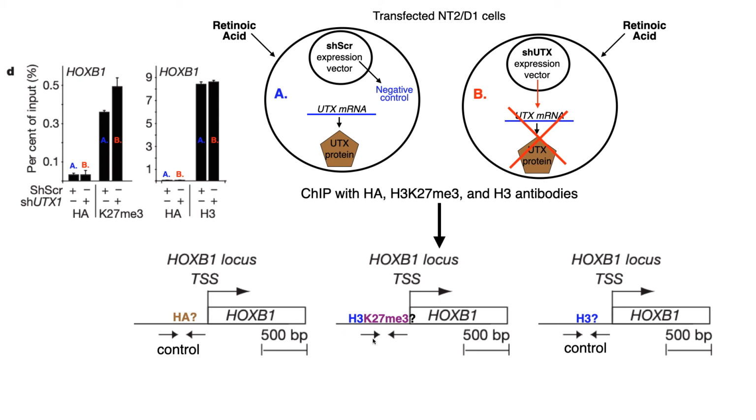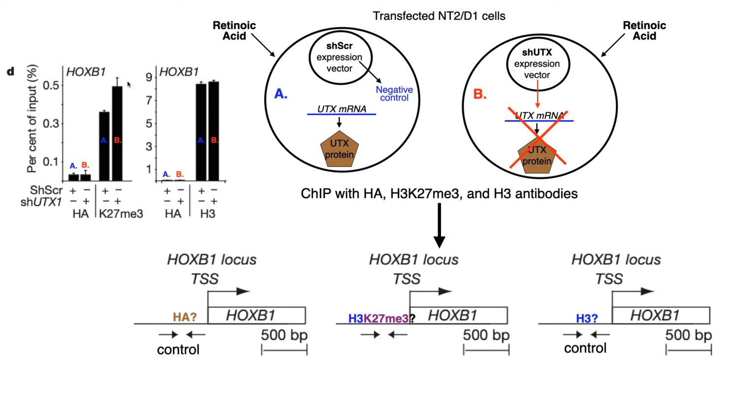Our prediction is that when you take away UTX, you'll have more trimethylated K27 than you normally would. All right, let's see. That's over here, our ChIP experiment with K27. Cell type A, that's with the UTX protein intact. That's our negative control. And sure enough, you see a little bit less trimethylation, a little less of this K27me3 at the promoter. And then when you take away UTX protein, boom, it shoots up. That is consistent with our prediction.